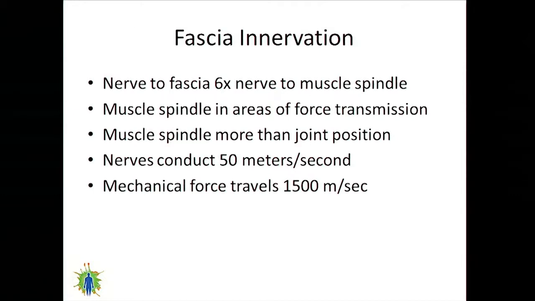Fascia innervation. If you look at the analysis of nerves, there are about 6 times as many nerves to the fascia as to the muscle spindle. Now we think muscles are important. We need a muscle spindle to control where we're going, but hold it. We got a lot more nerves to fascia than we do to muscle spindles. So the muscle spindles happen to be in areas where there's force transmission from the muscle to the fascia outside the muscle. So the fascia really is a sensory organ.